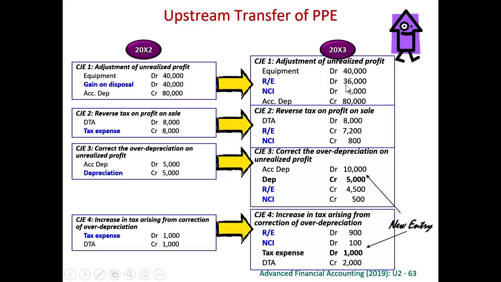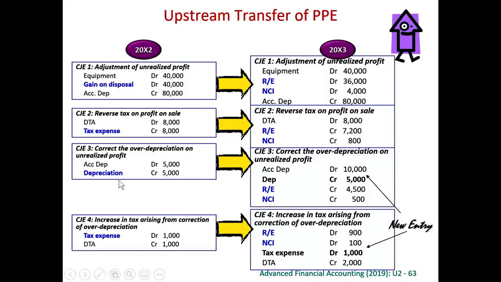So therefore, we debit retained earnings 90% of the 40,000. We debit non-controlling interest 10%. So these are the adjustments we share between parent and non-controlling interest. The same for the tax expense, 8,000. Last year it was a tax expense. This year this is retained earnings. So we don't simply credit retained earnings 8,000. 90% goes to parent, 10% goes to NCI.